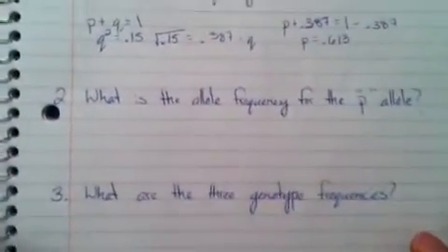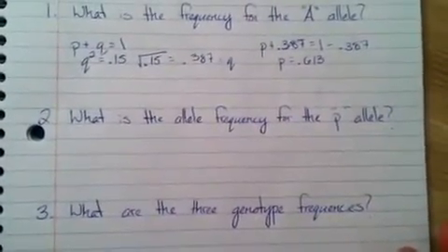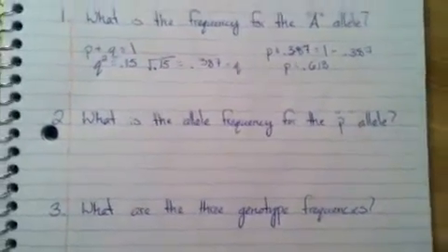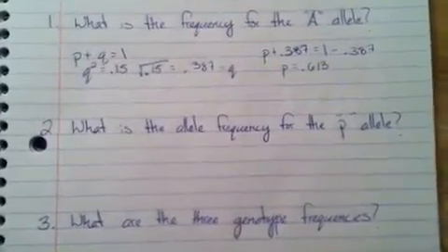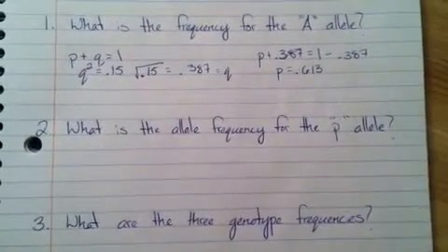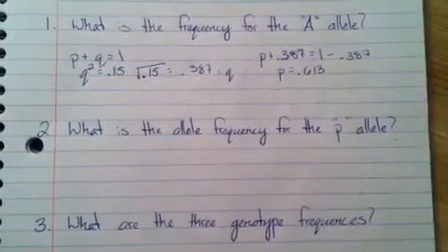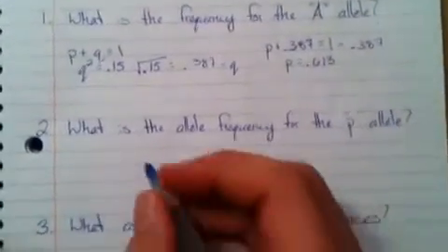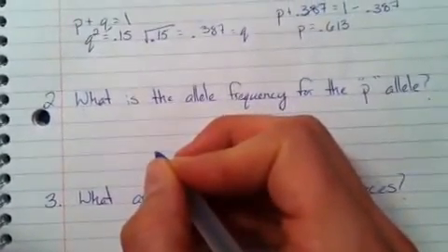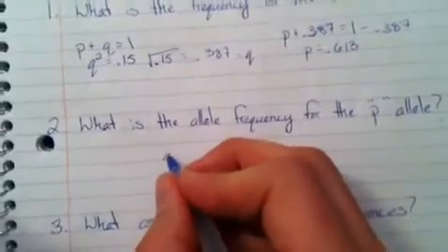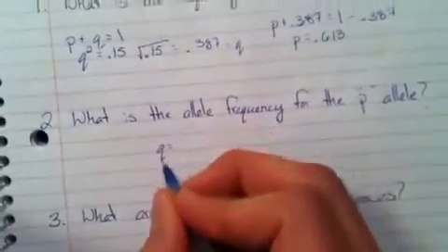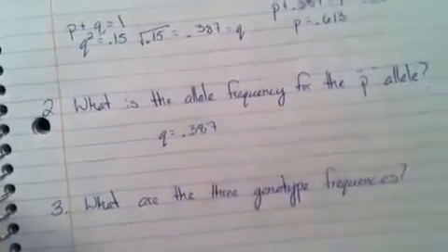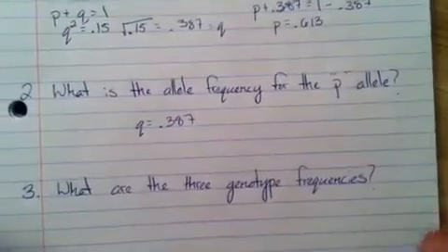Going down, number 2, what is the frequency for the lowercase a allele, which is the recessive allele? Now, we automatically found that in our first equation by finding Q. The recessive allele is Q. So Q is equal to 0.387, which is our recessive allele.